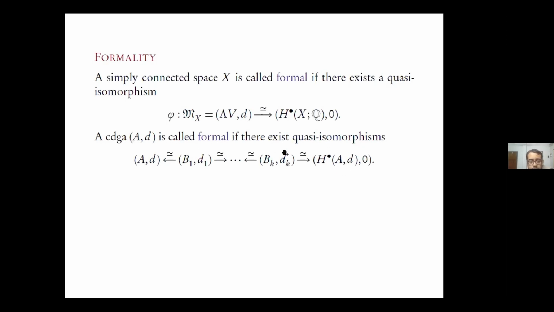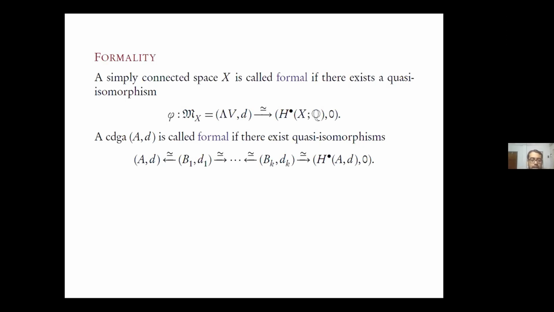So given (A, d), I can take its cohomology, and then I can think of this as a CDGA where I simply put the differential to be 0. So I'll say (A, d) is formal if there's a zigzag of quasi-isomorphisms connecting (A, d) with its cohomology ring. This is just a notation. You have seen these zigzags earlier also in Pranav's talk. So the point is there should be maps here and then maps here.